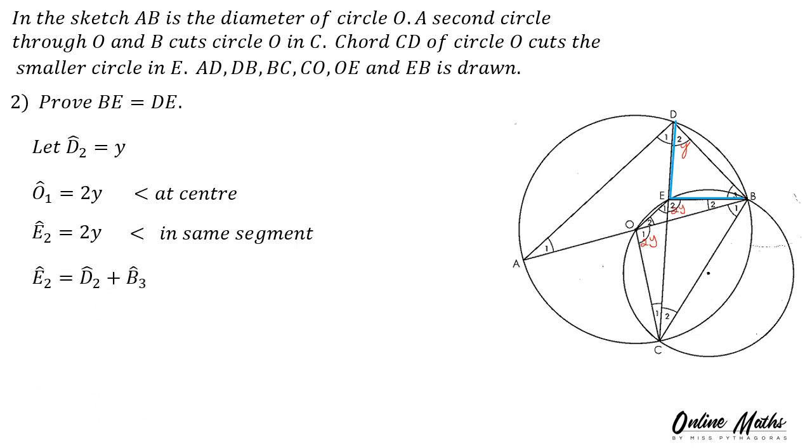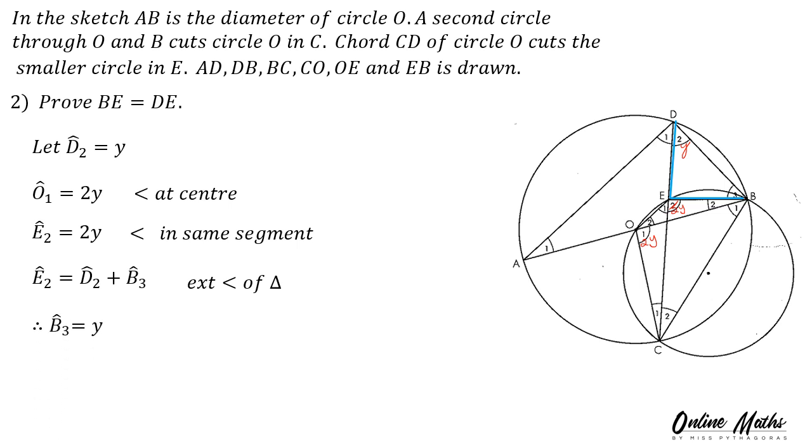Then E2 is equal to D2 plus B3. Now why can I say that? E2 is the exterior angle of a triangle, is equal to the sum of the opposite interior angles. So if you have a look at the sketch, there's E2 for you, and then it's the exterior angle of the triangle DEB. So it's equal to D2 plus B3.